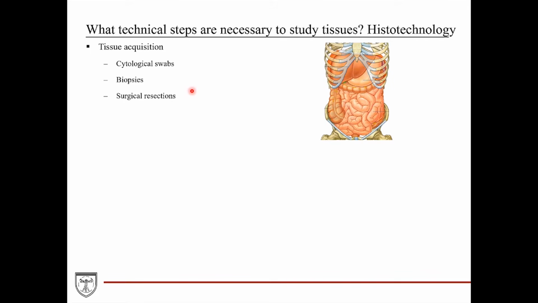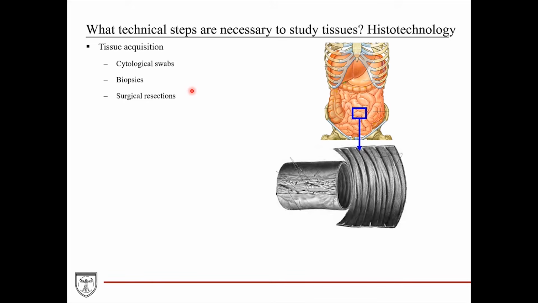So let's say that we're taking a small region of the small intestine. Once a piece of tissue or an organ has been taken out of the body, the problem now is that the cells and the tissues will quickly start to degrade. So the next step in histotechnology is fixation, which is designed to stop this degradative process by applying either heat or other forms of chemicals that'll denature a lot of proteins.